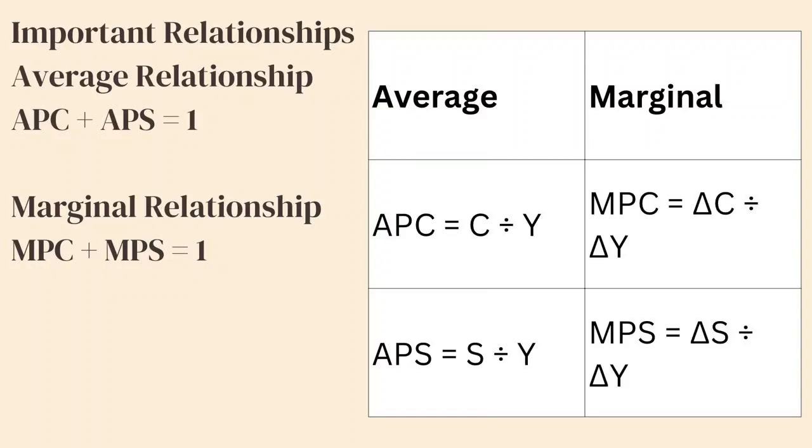Now here's the easiest way to remember everything. If the question gives you APC, you can find APS by subtracting it from 1. Similarly, if the question gives you MPC, you can find MPS by subtracting it from 1. For example, if MPC is 0.75, then MPS will be 1.0 minus 0.75, which is 0.25. So this trick saves exam time in your board examination. So remember, APC plus APS is 1 and MPC plus MPS is equal to 1.